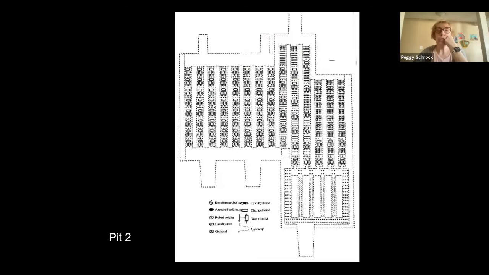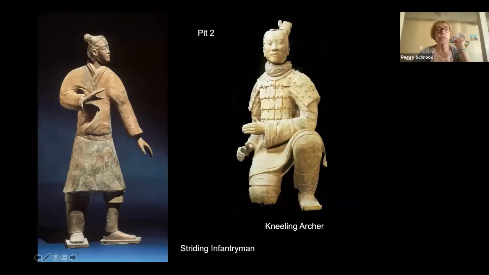This was Pit 2, and Pit 2 is really the pit of the war chariots and the archers. Pit 1 is mostly infantry with some war chariots. Pit 2 has not been excavated much because they were waiting till they could do it more safely. But these are all war chariots, and in this case, people have identified quite a few hundred different chariots, as well as the archers, who are my favorites. I love the archers. This is from Pit 2.